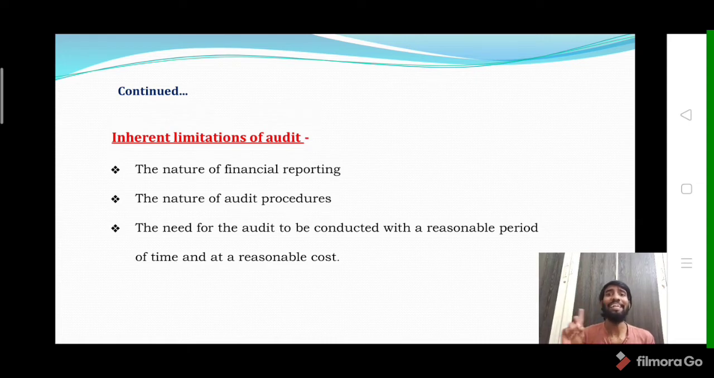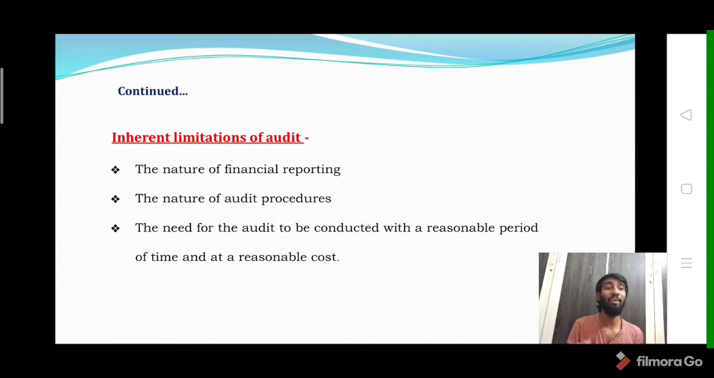Next one, the entity's ability to continue as a going concern. Going concern will also affect the inherent limitations of an audit. And the next one is extent of related party transactions. Related party transactions may also affect the auditor and are also part of the inherent limitations of an audit.